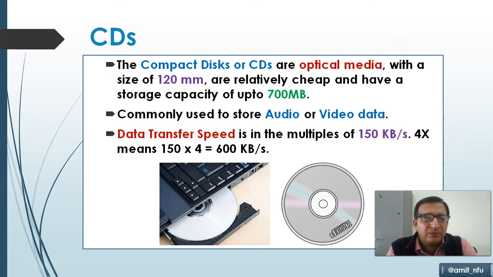Commonly it is used for audio and video storage, though we can store text, but we are more talking about audios and videos which need high capacity in a cost effective manner. So the data speed on a normal CD is 150 KB per second, but for a 4x CD, meaning 4 times, 150 into 4, it becomes 600 kilobytes per second, right?